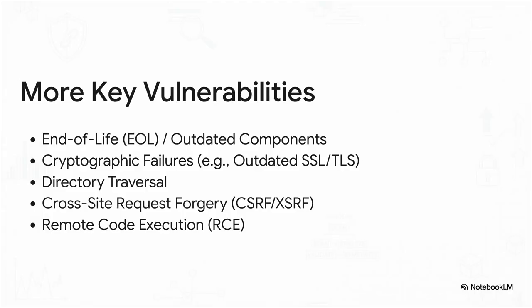And here are a few other heavy hitters you just have to be able to recognize on sight. End-of-life software is a giant red flag. It means it's not getting security patches anymore. Cryptographic failures, like using ancient SSL, mean your private data is flying around in the clear. And of course, the one that makes every security pro shudder, remote code execution, or RCE. That's game over. It means the attacker can run any command they want on your server.